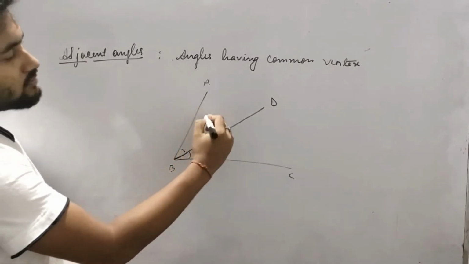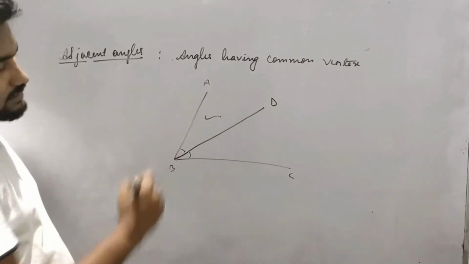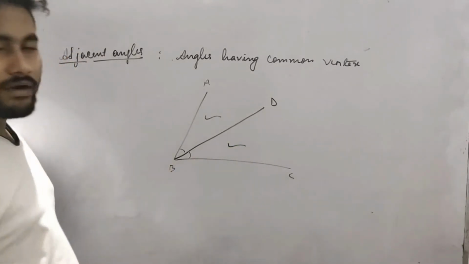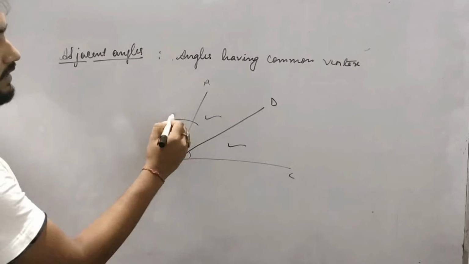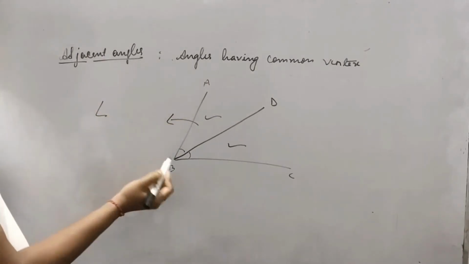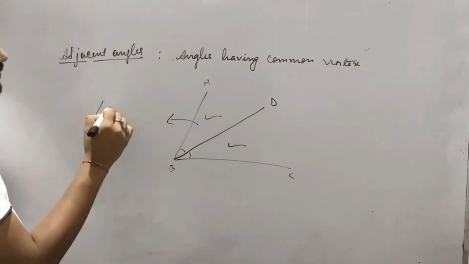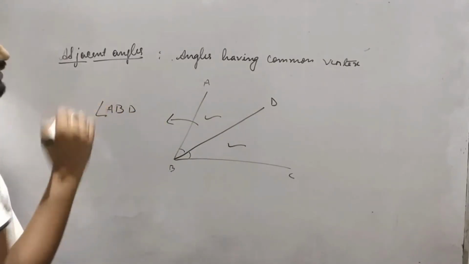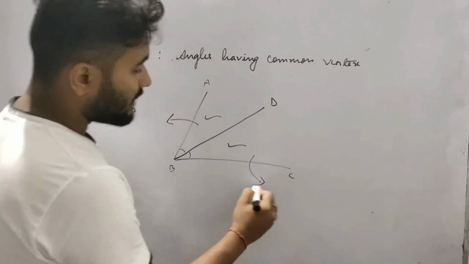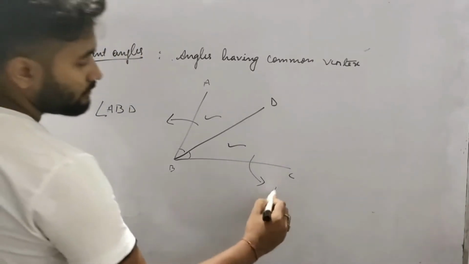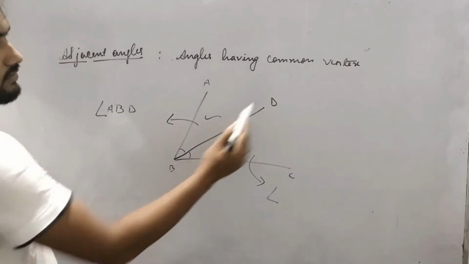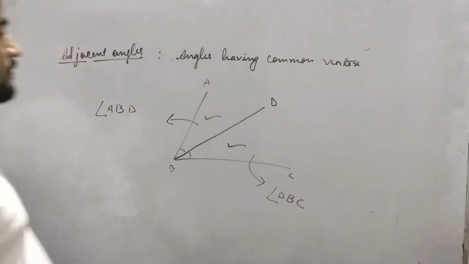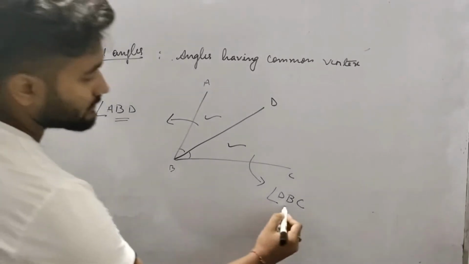What is the vertex of this angle? You will say the vertex is B. What is the vertex of this other angle? Again you will say the vertex is B. What is the name of this angle? Very simple, the vertex is B. So start from A, vertex in the middle B, and end at D. What is the name of this other angle? Start from D, the vertex is B, and end at C. So you see there is a common vertex.